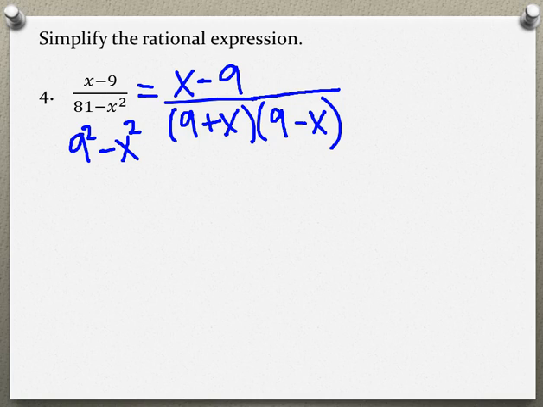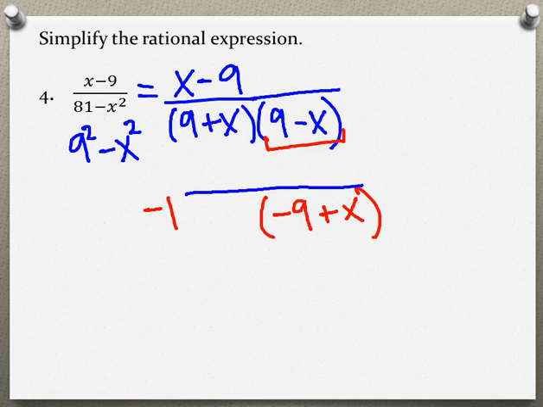If we factor out a negative from the second factor in the denominator, let's factor out a negative 1. Then that will give us in the second denominator negative 9 plus x. So we're factoring the negative 1 out of the second factor in the denominator. I'm going to rewrite everything else as it was before.